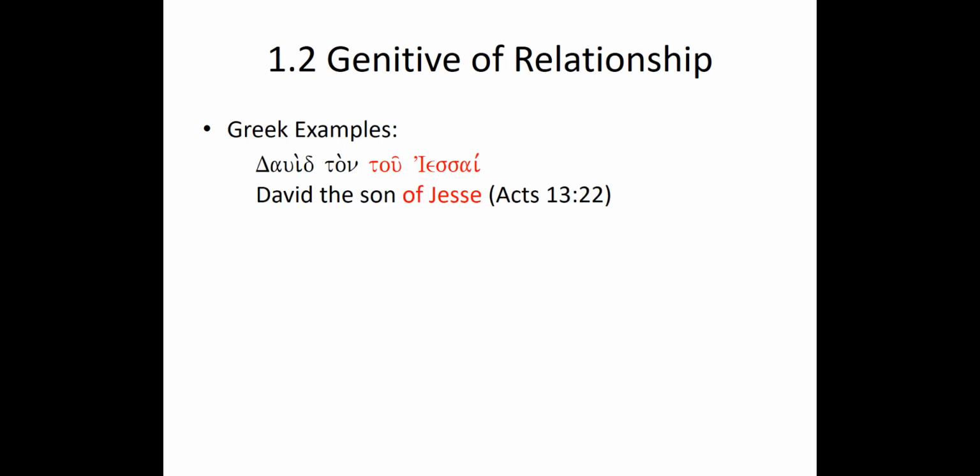So look at this example. Dawid ton tu Yesai. David, the of Jesse. This is a typical type of structure. You don't have the word son explicitly stated. It is simply Dawid ton tu Yesai. So this would be an example of a genitive of relationship. David, the one of Jesse. Typically, David, the son of Jesse.